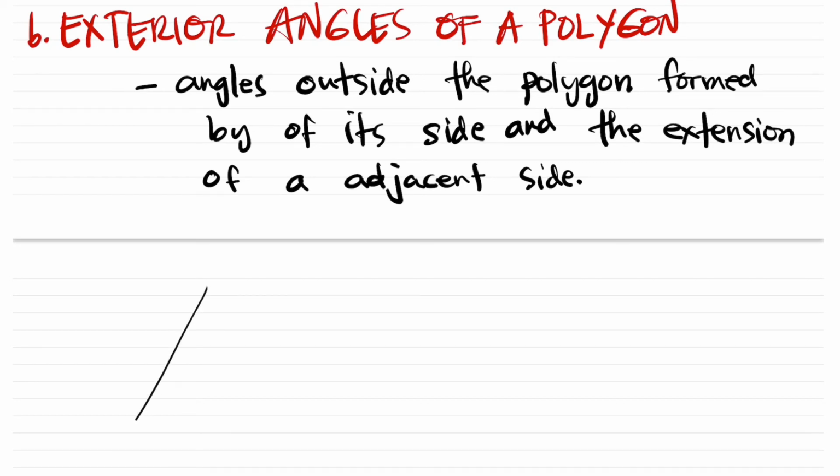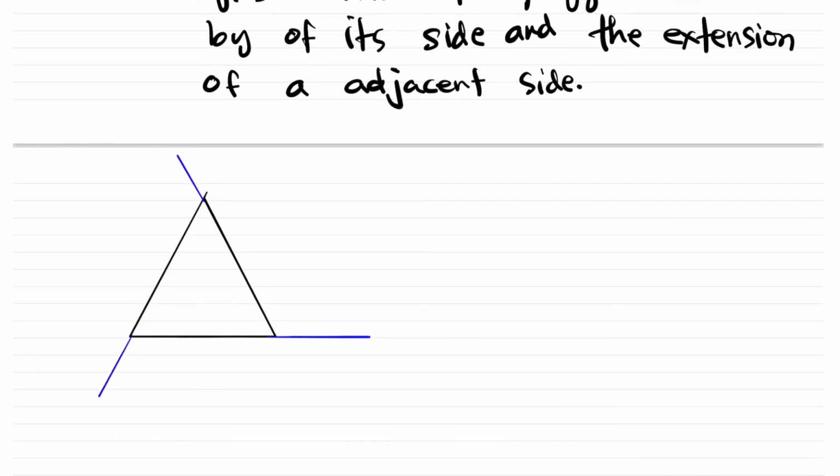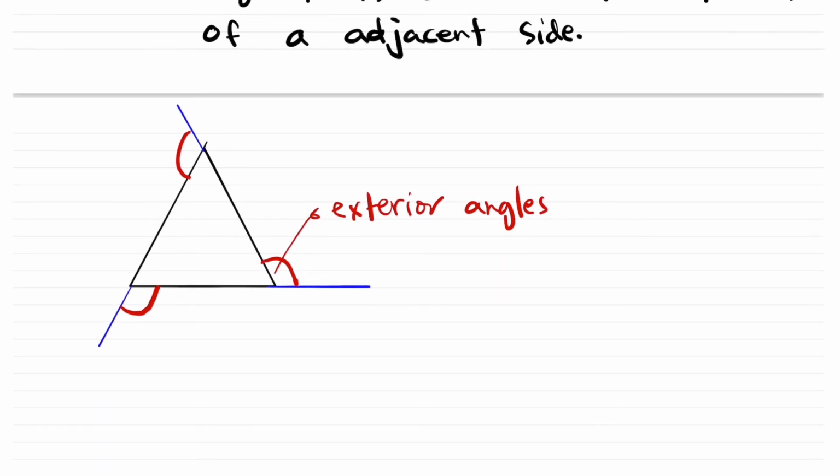Alright, so let's have an example here. For example, we have a triangle, so an extension of its adjacent side. If we extend this, and we extend here, and then we extend here, the angle that is being formed here, these are called exterior angles. The angle being formed outside the polygon after we extend the adjacent side is an exterior angle.